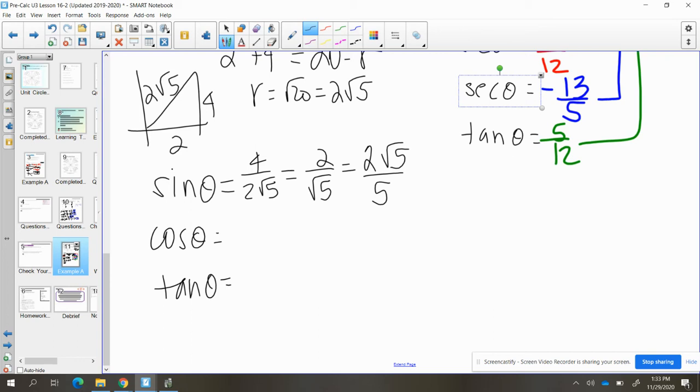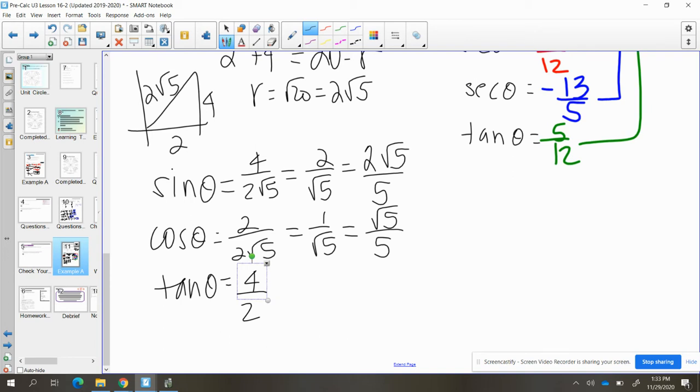And then here for cosine, we end up with 2 over 2 square root 5, x over hypotenuse. So again, after we reduce and rationalize, square root of 5 over 5. And last but not least, the tangent is the y value over the x value, which nicely reduces to just be 2. Okay.